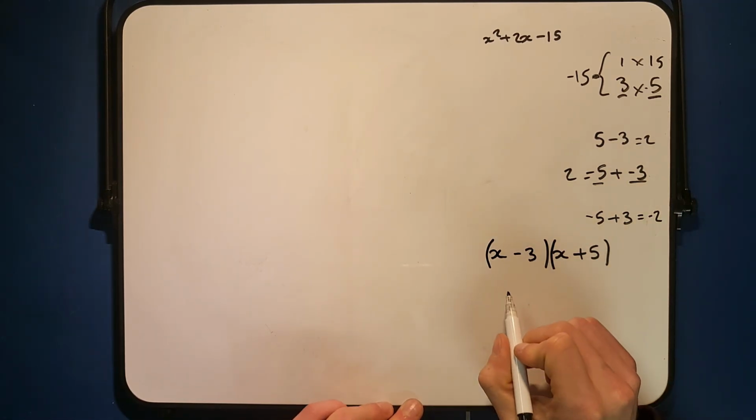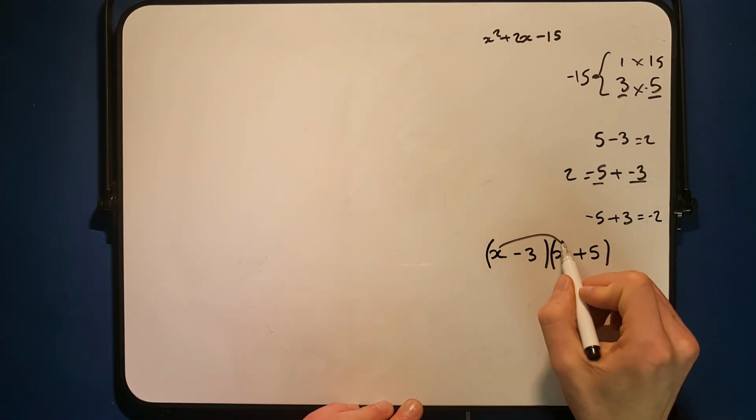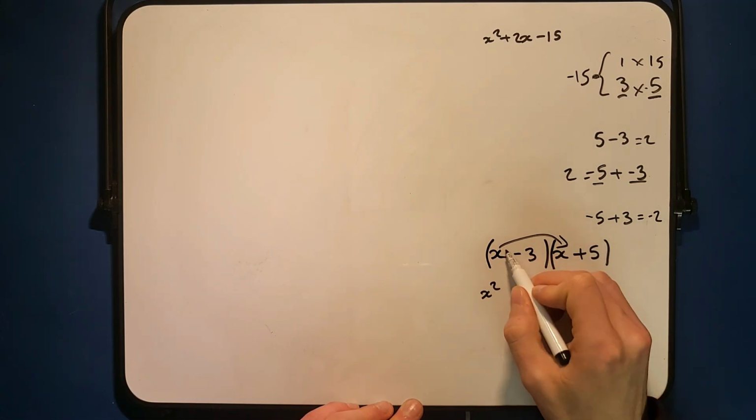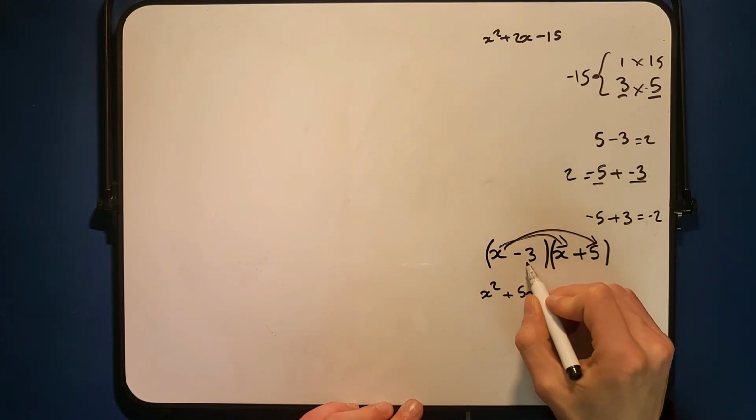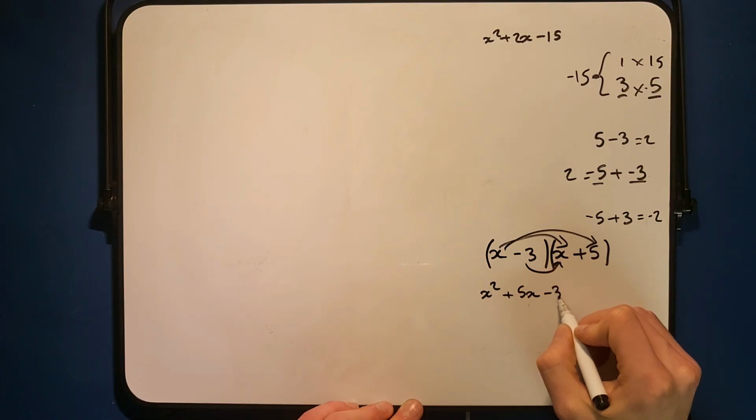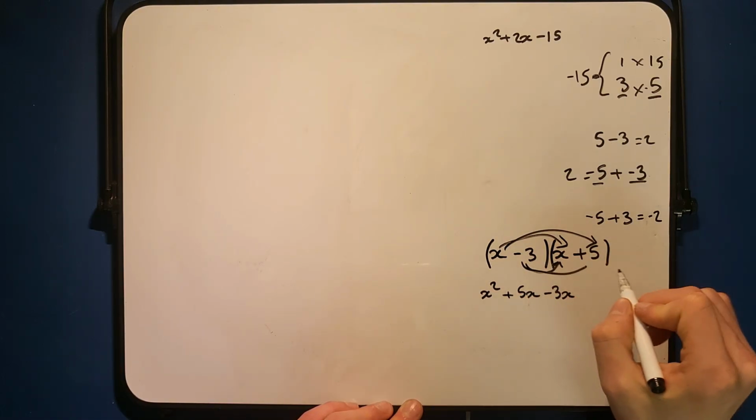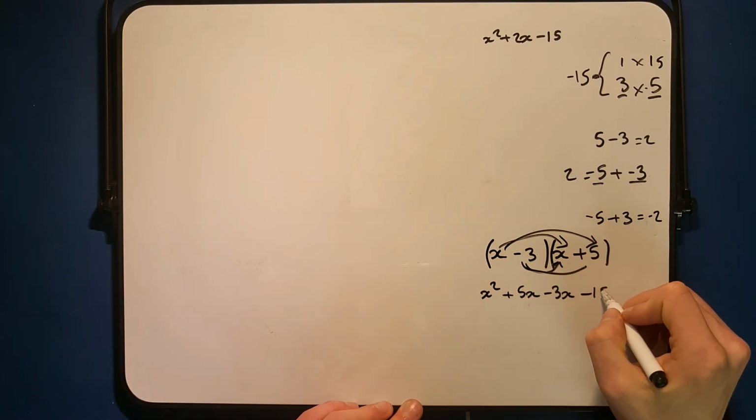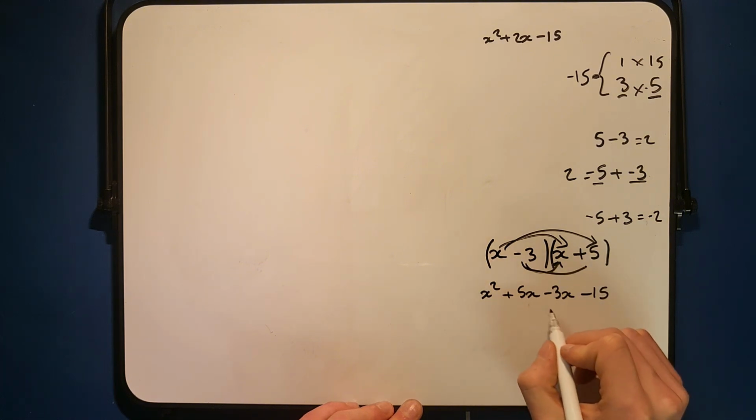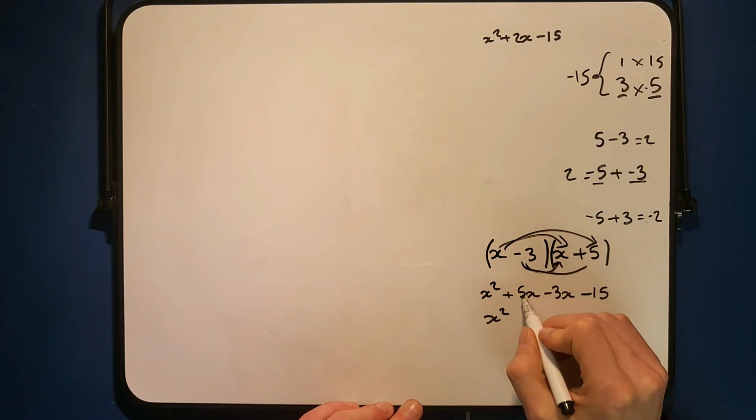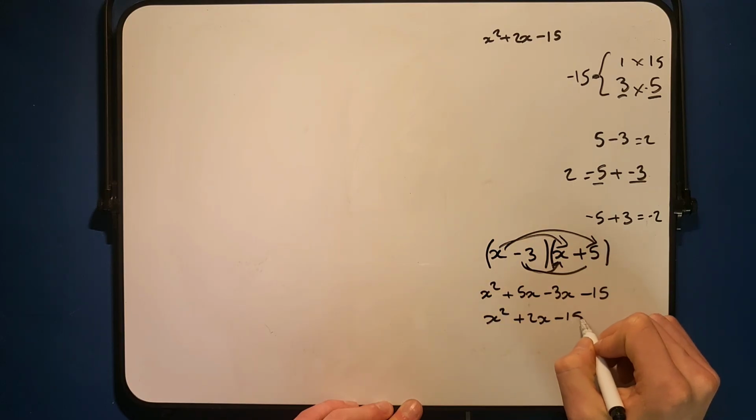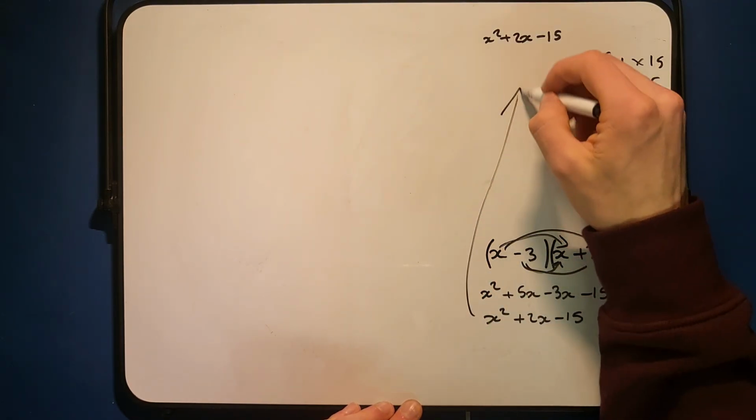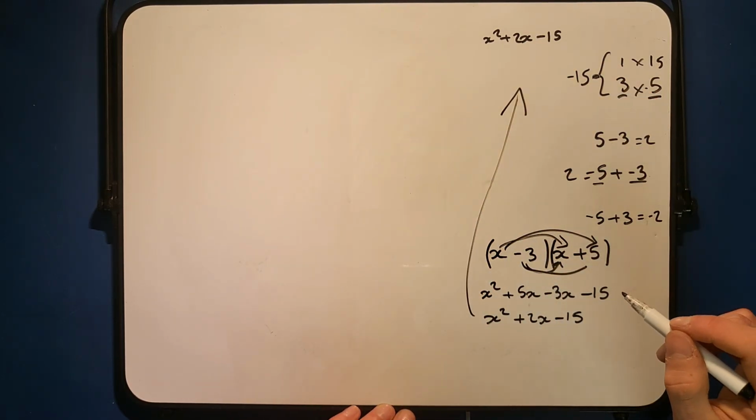Now to prove that we've done this correctly, we're going to have x times x, which will give us x squared, x times 5, which is plus 5x, minus 3 times x is minus 3x, and minus 3 times 5 is minus 15. We simplify this, so we get x squared, 5 minus 3 is 2, so plus 2x minus 15, which indeed matches our original quadratic.